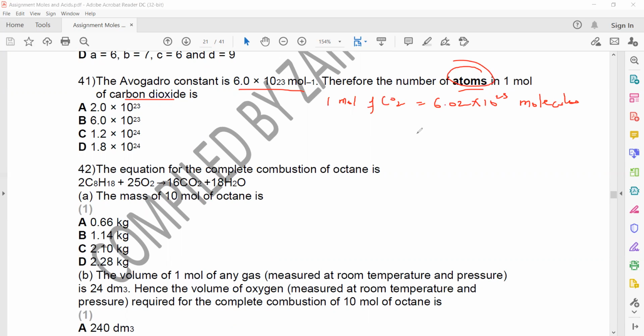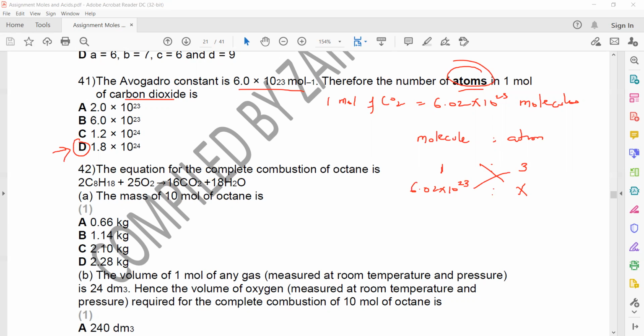So as we know, the ratio between molecule to atom, if we have one molecule of carbon dioxide, how many atoms are there? There's one carbon atom and there are two oxygen atoms. So total 3 atoms are there. So ratio of the molecule to atom is 1 is to 3. So if we have 6.02 into 10 power 23 molecules, how many atoms will be there? X. We cross multiply, so this will be 3 multiplied by 6.02 into 10 power 23, which will come out as 1.8 into 10 power 24. So D will be the right answer for this.